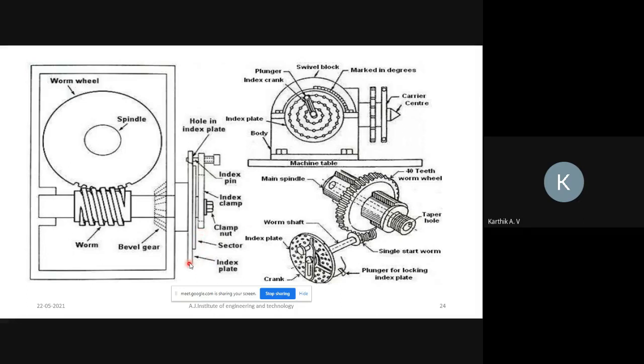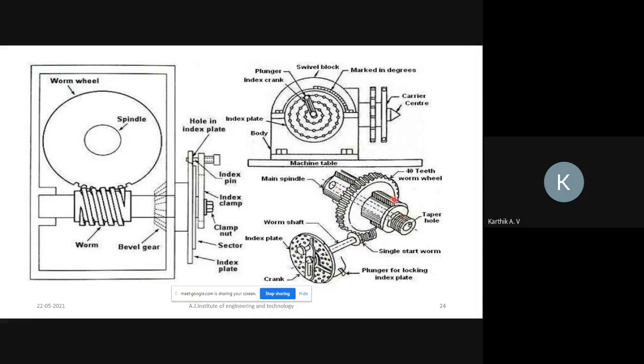Okay, this is the index plate. All of you understood, right? What is that index plate? The index plate has a number of hole circles. Then the index crank, this is called the index crank. The index crank will be rotated based on the requirement, and fixed in a particular hole in the index plate with the help of this index pin. So this mechanism works.